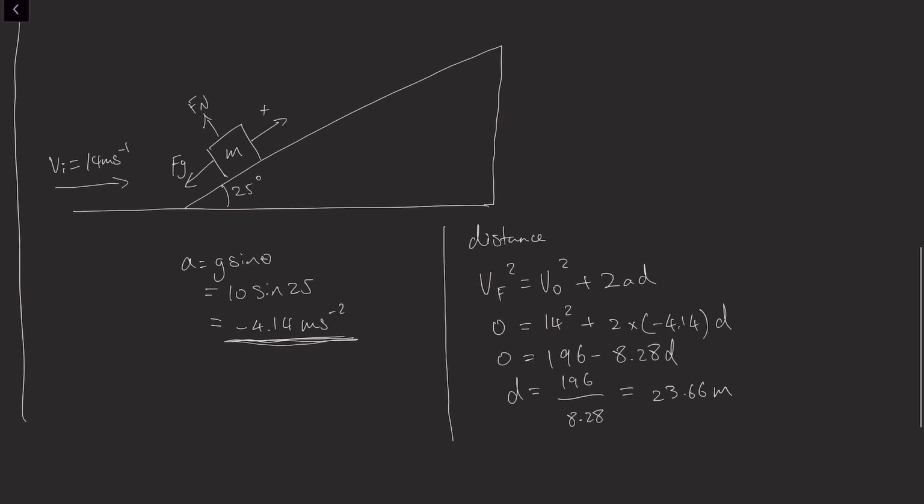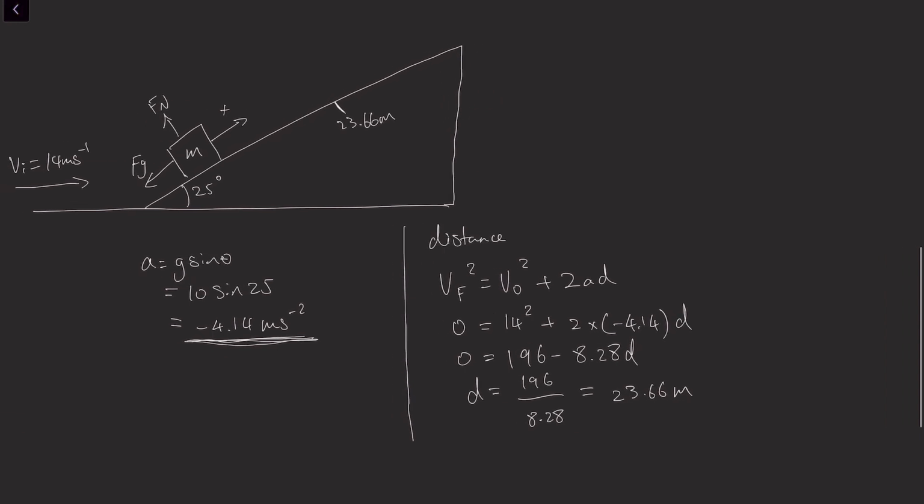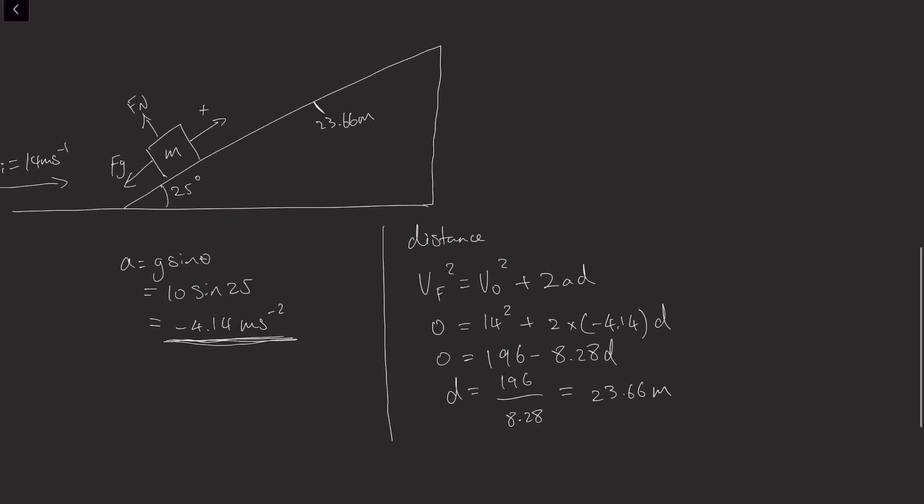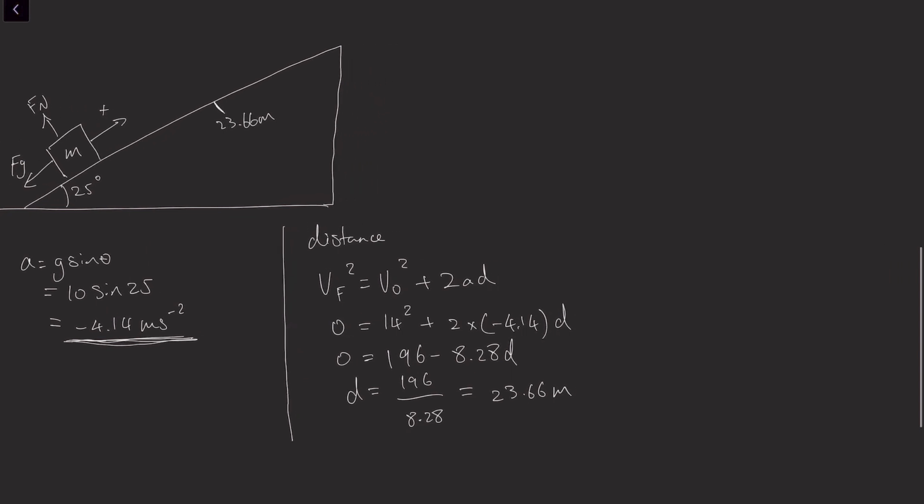So somewhere along this line is going to be 23.66 meters up the slope, and that is where the block is going to reach velocity 0. That's where the block is going to stop. Of course, it's not going to stop for very long. It's going to start coming back down the slope, and we'll go back to the first problem that we solved.